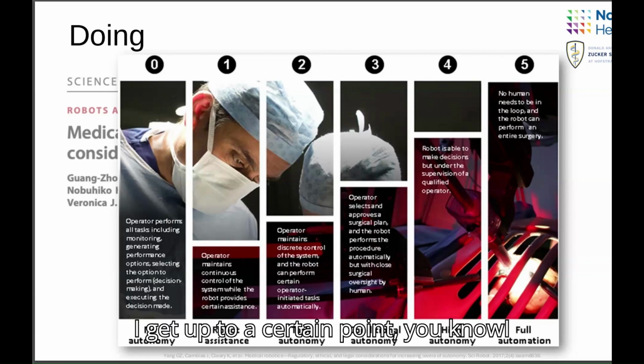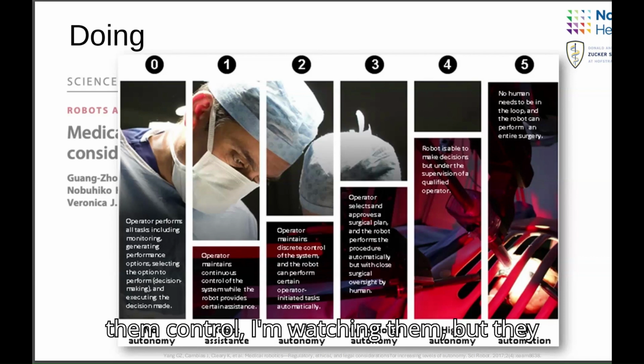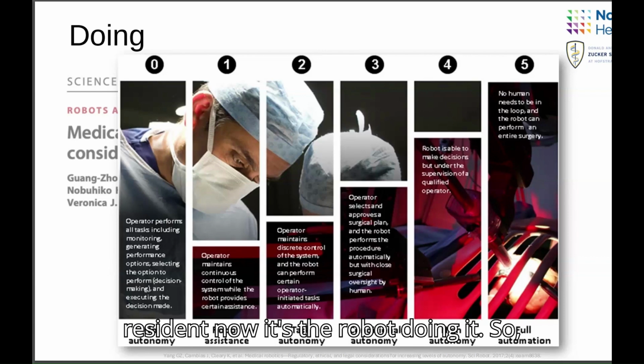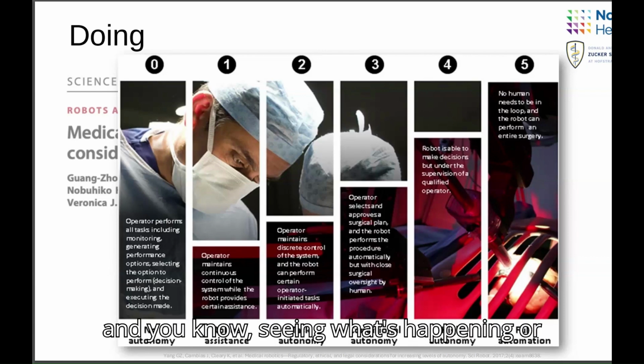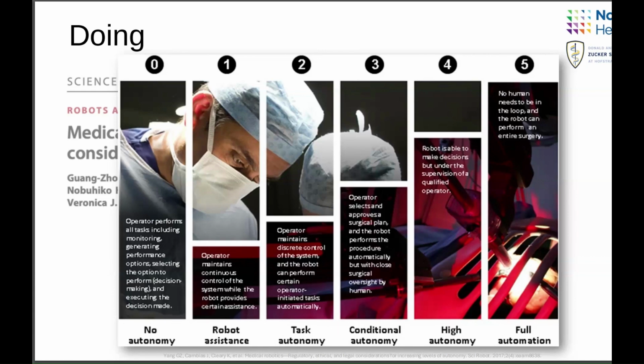I get up to a certain point, I put in the mesh, they want to close the peritoneum, and I say, okay, I give them control, I'm watching them, but they get to start doing it. And instead of a resident, now it's the robot doing it. But I'm still watching and seeing what's happening. Or even class 4 is maybe a fellow who's just doing a case, and I'm just watching with bated breath, really scared the whole time, but letting them do as much as they want to do.